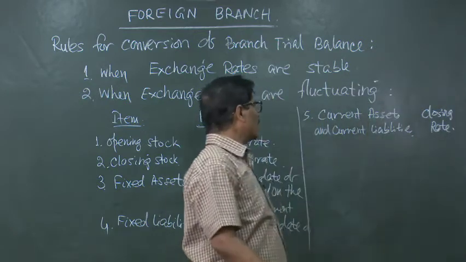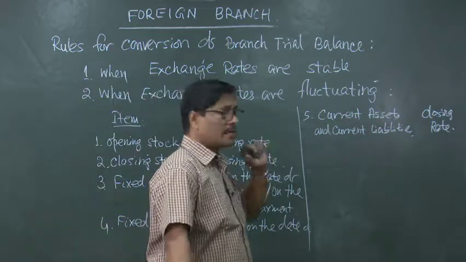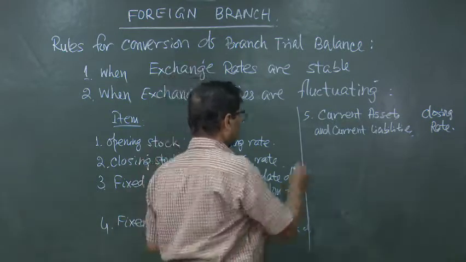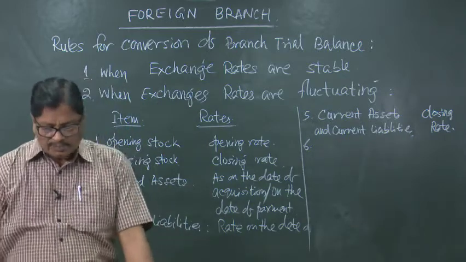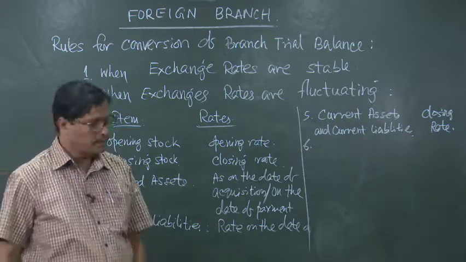So, on the date of closing, what are the current assets and current liabilities you are taking? So, the closing rate on the date of closing will be applicable for this. Number 6 will be revenue items.